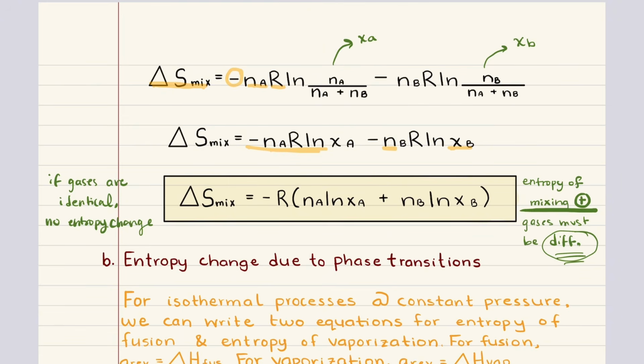So to summarize, the entropy of mixing is given by this expression: delta S mix equals negative R times the sum of nA natural log xA plus nB natural log xB. It's always positive for the mixing of different ideal gases, and it captures the increased disorder that arises from combining systems that were initially separate.